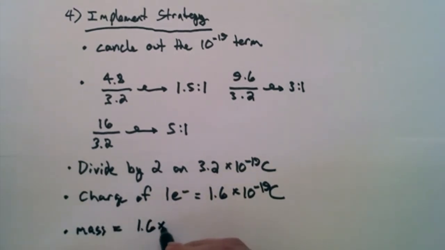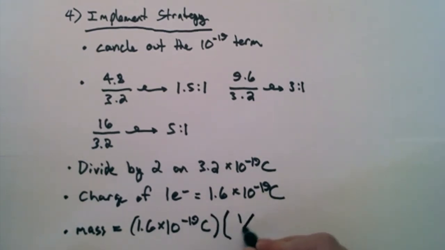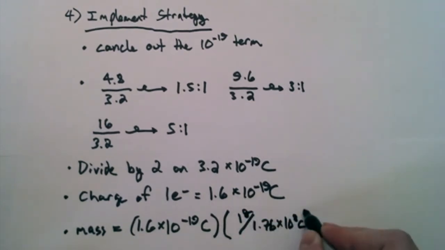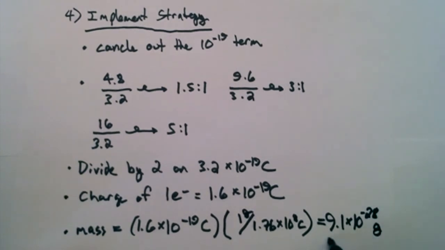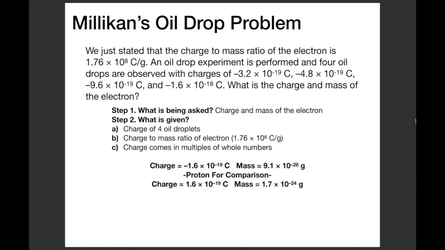Going through, taking the calculated charge and the inverse of the charge to mass ratio of the electron, we determine the mass of the electron equal to 9.1 times 10 to the minus 28 grams. So we have both the mass and the charge of the electron. We arrived at an answer for the charge of an electron of minus 1.6 times 10 to the minus 19 coulombs and a mass of 9.1 times 10 to the minus 28 grams.